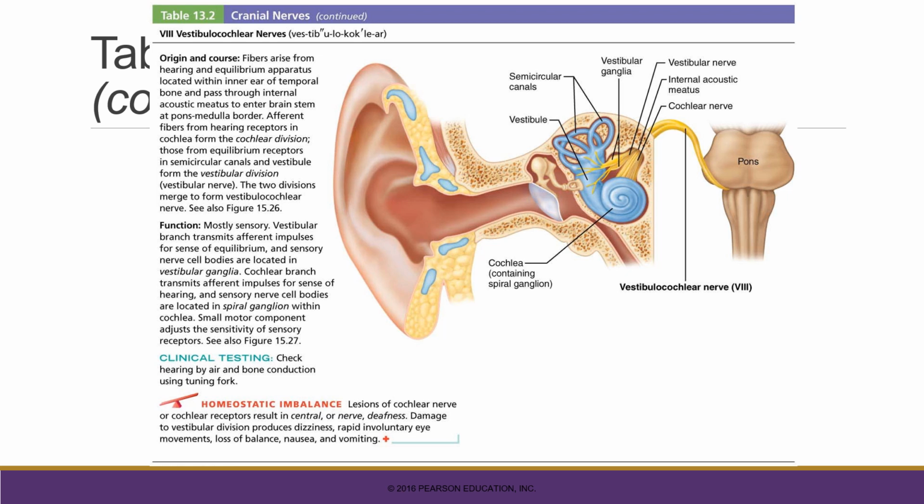If they're having major hearing issues, though, send them out to someone that actually does that and only that all day, every day. Homeostatic imbalance, lesions of cochlear nerve or cochlear receptors result in central or nerve deafness. Damage to vestibular division produces dizziness, rapid involuntary eye movements, nystagmus, loss of balance, nausea, and vomiting. So we work really hard to rehab this area when we work with cranial nerve exercises and vestibular rehab. Basically, neuro rehab uses this as a foundation.